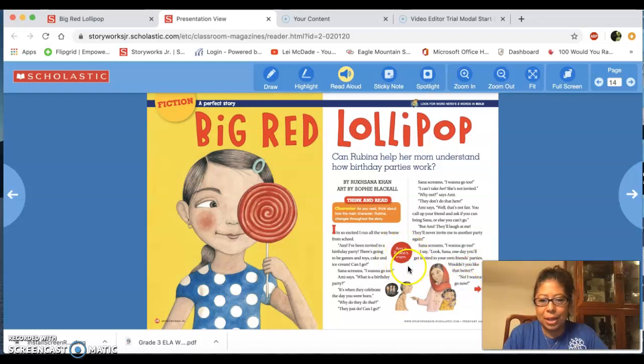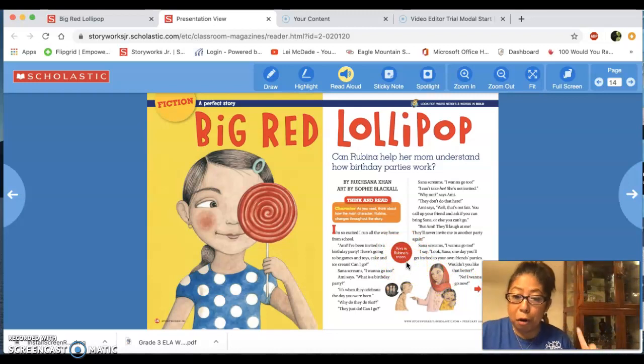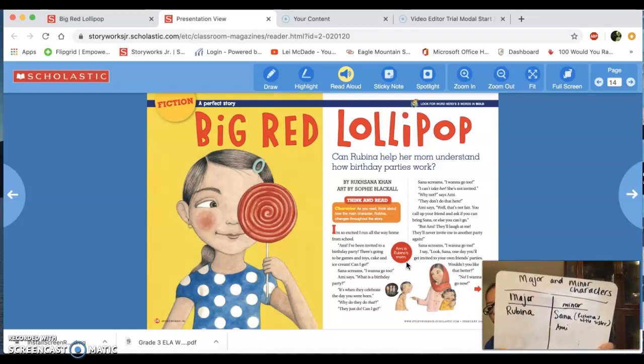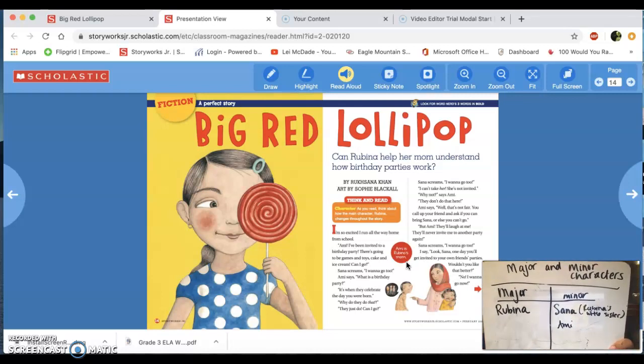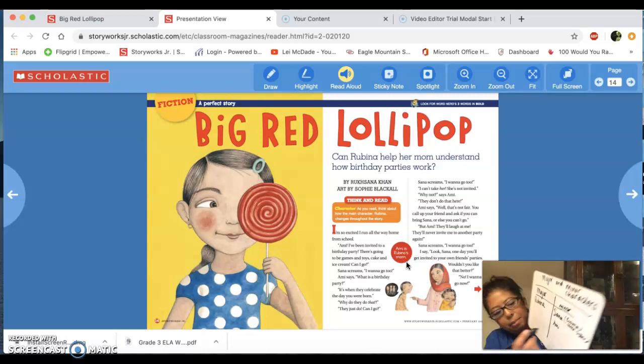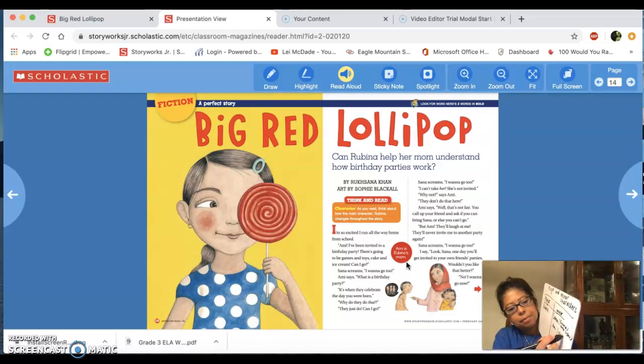There's a little note here that says, Ami is Rubina's mom. Okay, so we've been introduced so far to Rubina, who is the major character, and then the minor character we've encountered so far is Sana. And Sana is Rubina's little sister. And we've also been introduced to Ami, which means mom. So I have Sana, which is Rubina's little sister. And then we have Ami, which is mom. Let me add that here.